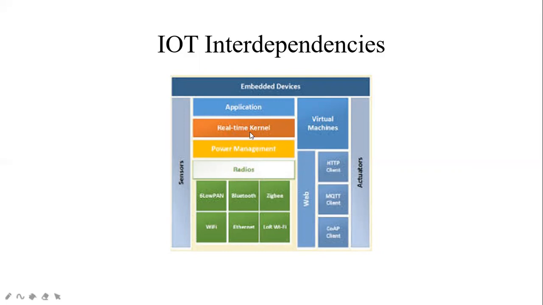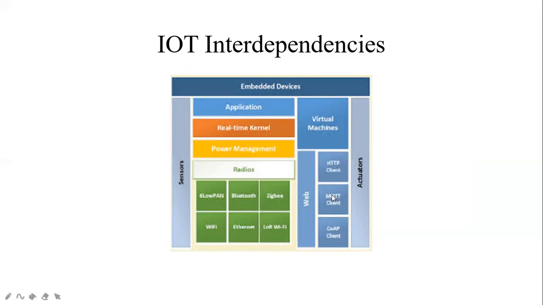Then there is a real-time kernel. You should have some operating system. There will be some application from which your data can flow. Radios. What comes under the radios? You have different types of connections to connect your device. That comes under your radios. In the radios, you will have Bluetooth, Ethernet, Zigbee, Wi-Fi. Now, which type of virtual machine will you use? Web, and under this web you will have HTTP client, MQTT client, and CoAP.